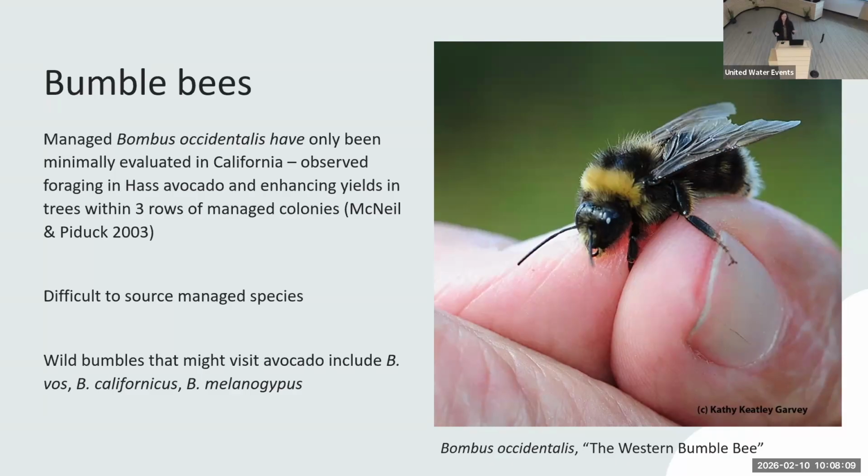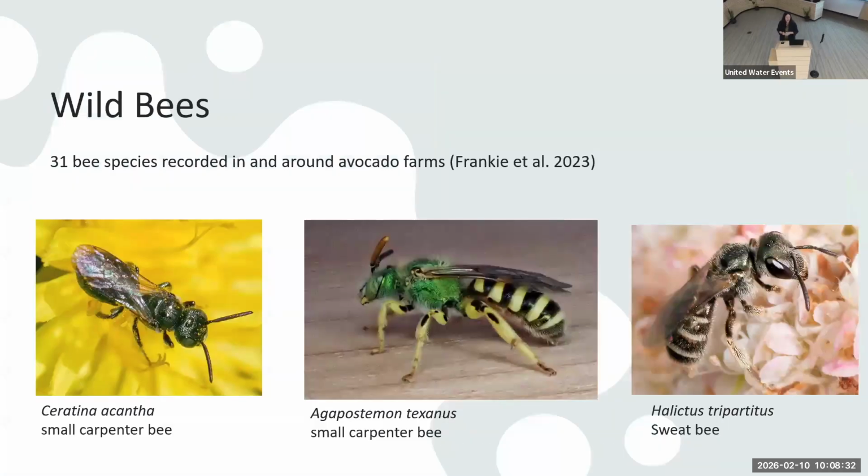All right, bumblebees are another group of bees that might visit avocado. I always get asked, should we put domesticated bumblebees in our hives? There hasn't been too much really evaluating bumblebees in California orchards, but studies have shown that they are very effective pollinators just close to where their nests are. It's hard to source them, and there can be issues with the spread of parasites and pathogens from introduced bumblebees to wild bumblebee populations. So it's tricky using them, and comes with a lot of caveats.